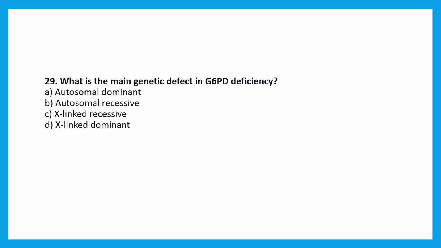Okay, so the gene for the G6PD enzyme is actually located on the X chromosome. So just that statement tells us that A and B are incorrect. We also need to recognize that the deficiency is inherited in an X-linked recessive pattern. This is why it is more common in males, right? So the best answer that we get is C, which is the X-linked recessive. That's question number 29.